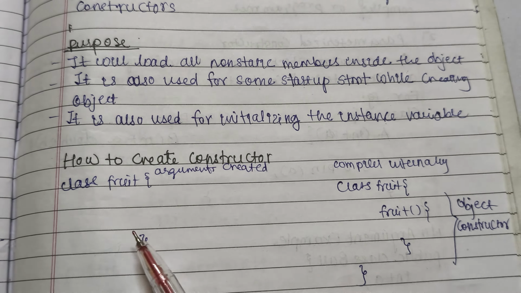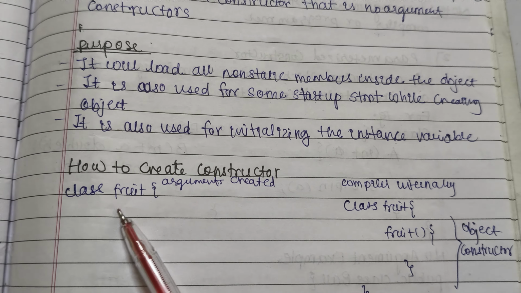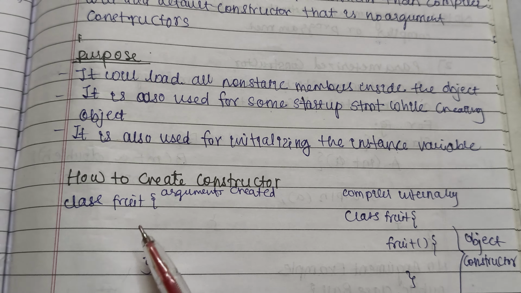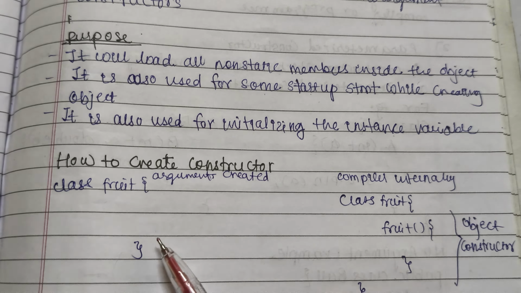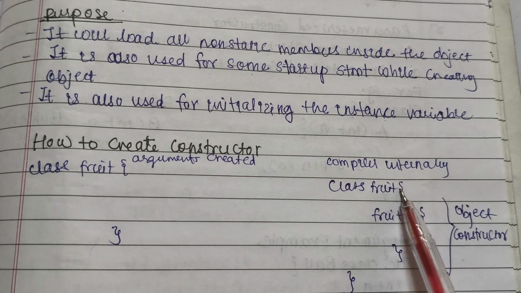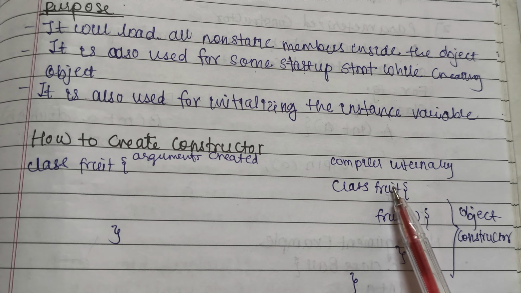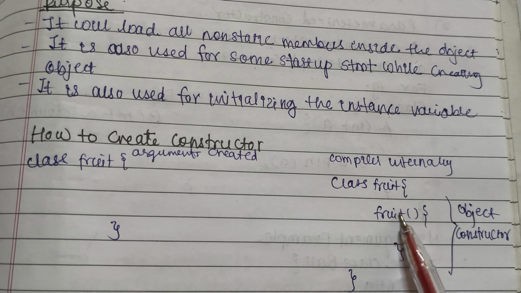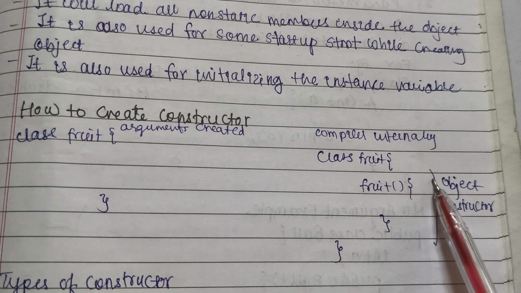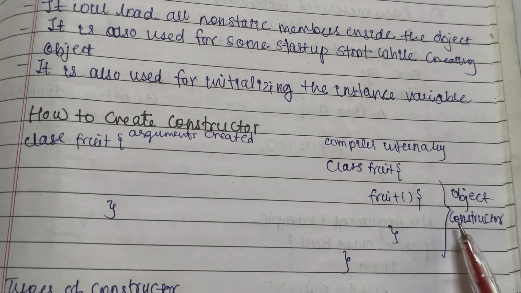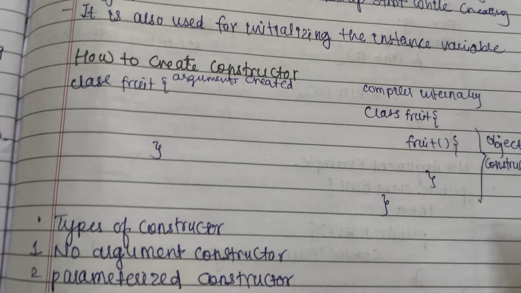How to create the constructor? For creating the constructor, as we discussed before, we will use the class name. So here we can see this is class Fruit, and here Fruit is the constructor, which has the same name as the class name. So this is how we make a constructor. This is the object constructor we say, and this is how the compiler internally makes the constructor.